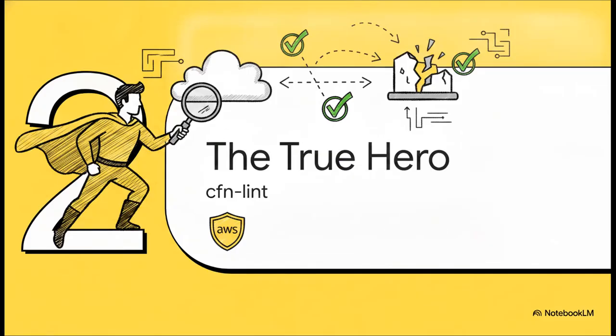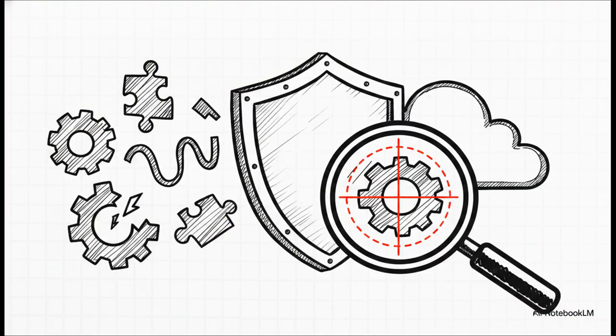Which brings us to Section 2, the true hero, cfn-lint. If the CLI is our flawed hero, cfn-lint is the real deal. It's a total game changer. This is the official linter designed from the ground up by the actual CloudFormation team to catch the hidden, nasty errors that the basic CLI just blindly waves right on through.